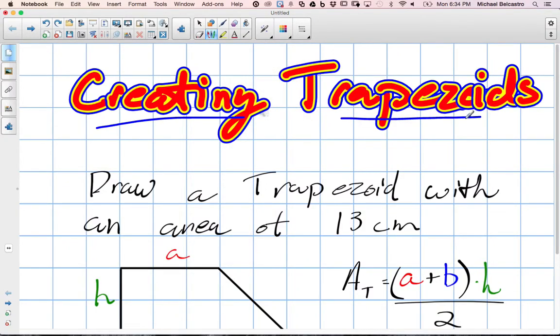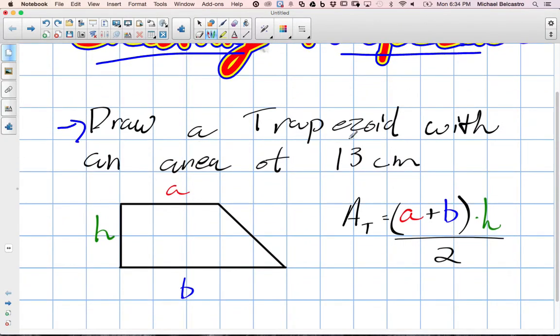Create a trapezoid in this question. Okay, so the question asks us to draw a trapezoid with an area of 13 centimeters.